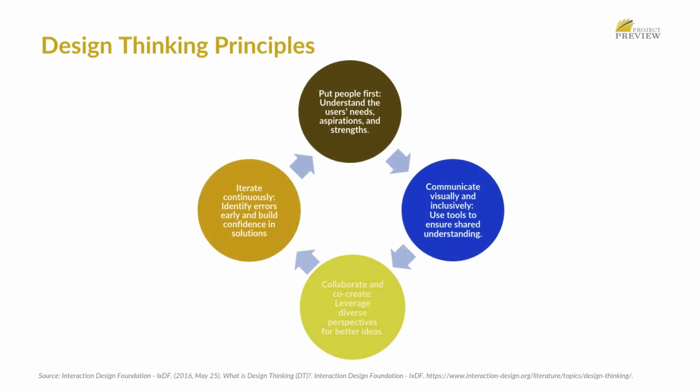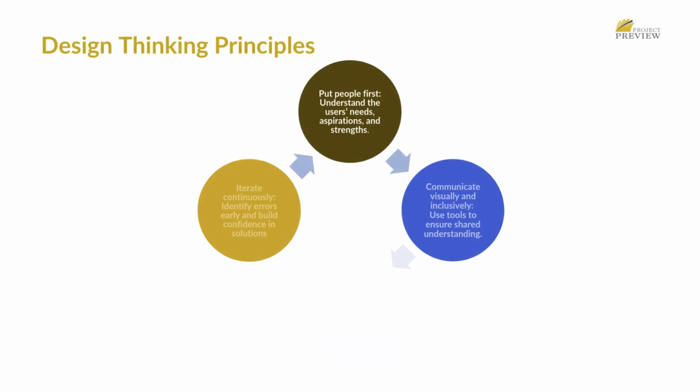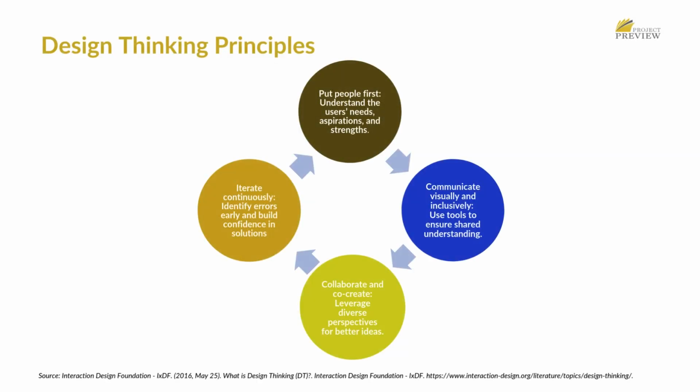The framework for innovation outlines 4 core principles to help problem solvers work as effectively as possible. First, put people first. This means starting by deeply understanding the people who will be using the service, getting to know their needs, strengths, and aspirations. Next, communicate visually and inclusively. The goal is to help everyone involved gain a shared understanding of the problem and potential ideas. Visual tools can make complex ideas clearer and more accessible to all.